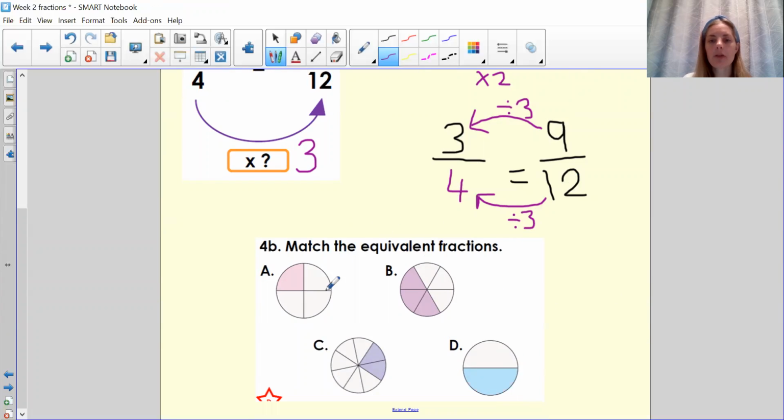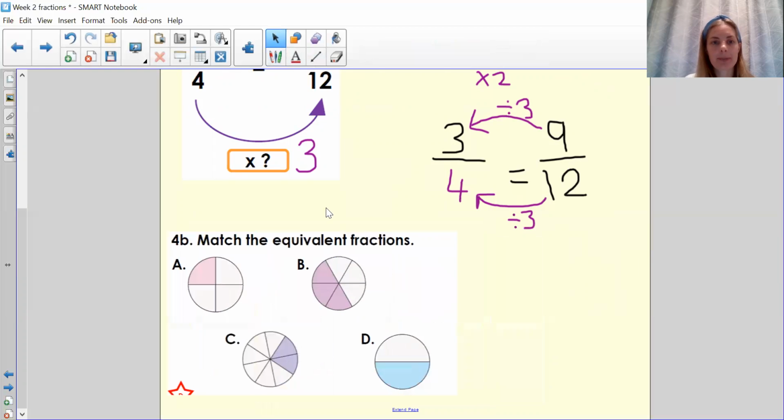Right, can you have a go at this one now? Pause the video, see if you can match the equivalent fraction. So write them down, the actual fraction, and then see if you can match them up. So pause the video and have a go. Right, let's see how you did.